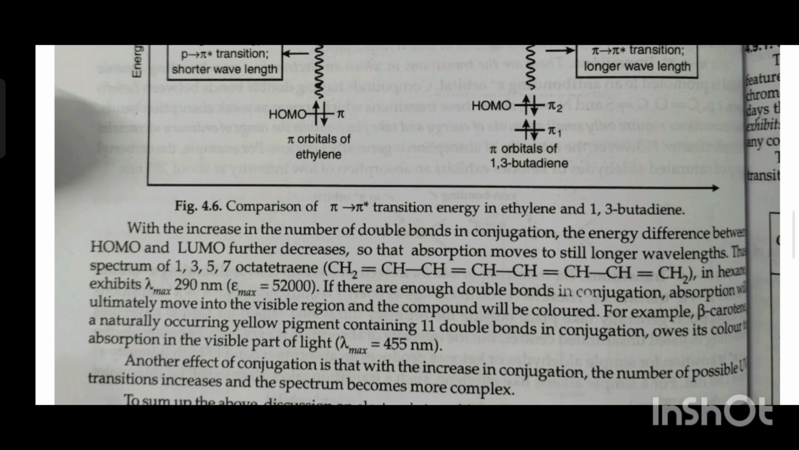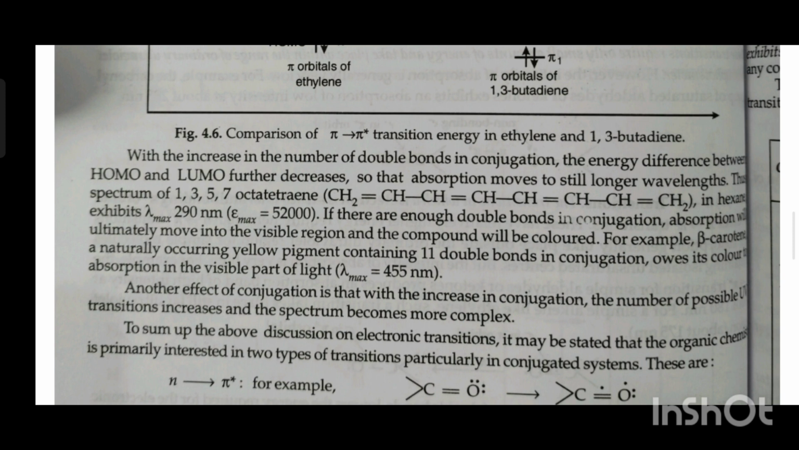The spectrum of 1,3,5,7-octatetraene in hexane exhibits lambda max 290 nanometer. If there are enough double bonds in conjugation, absorption will ultimately move into the visible region and the compound will be colored. For example, beta carotene, a naturally occurring yellow pigment containing 11 double bonds in conjugation, owes its color to absorption in the visible part of light, lambda max 455 nanometer.